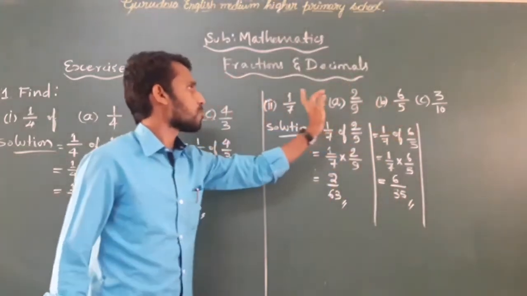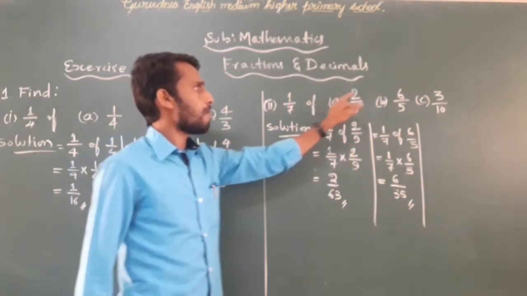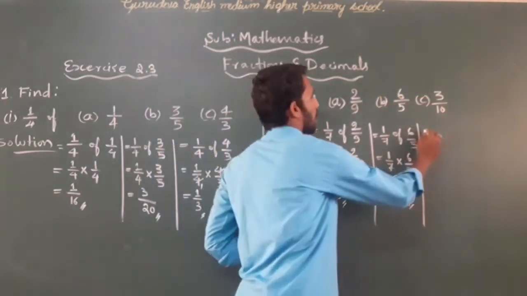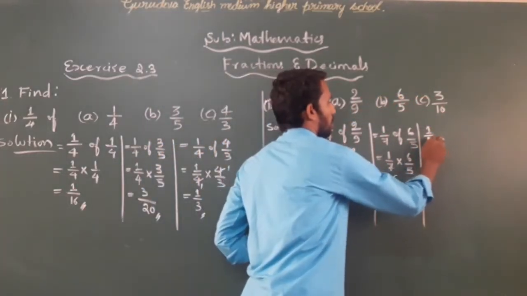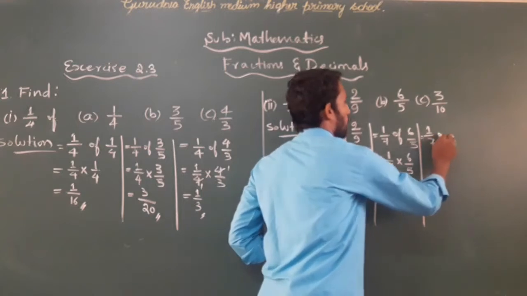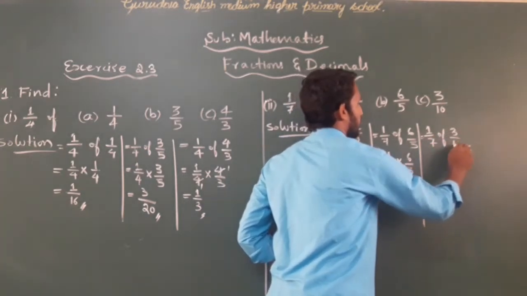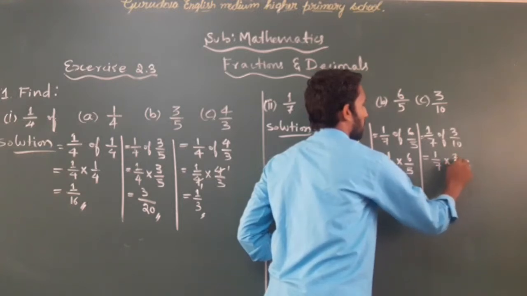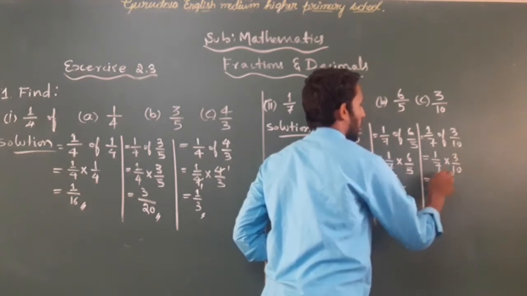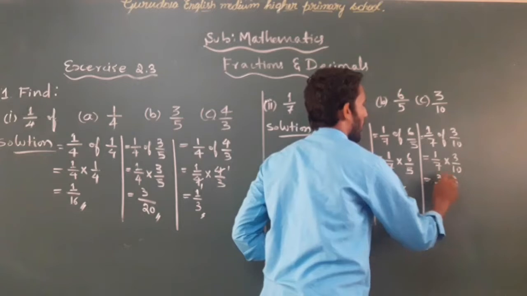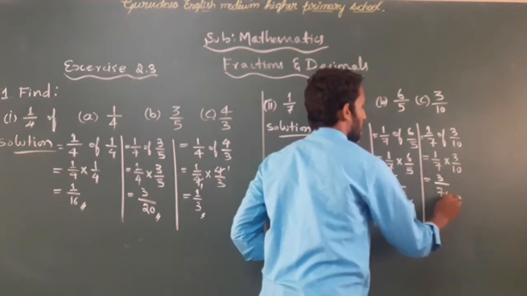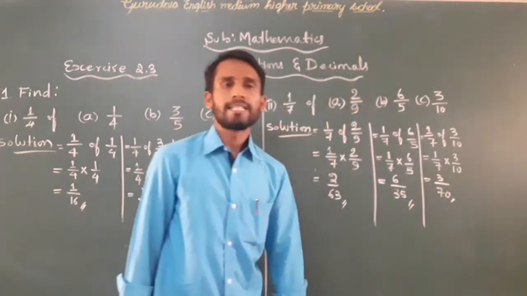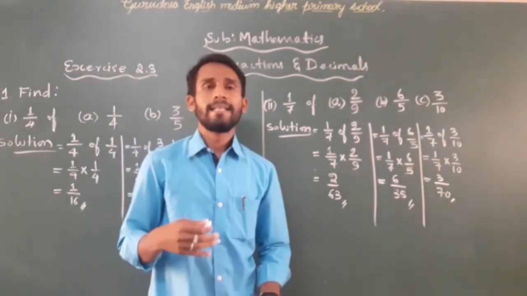The last part of this question is 1 by 7 of 3 by 10. Here "of" represents multiplication, 3 by 10. When we multiply, 3 into 1 is 3, and 7 into 10 is 70. This is the solution. Dear student, next I am going to take the second main.